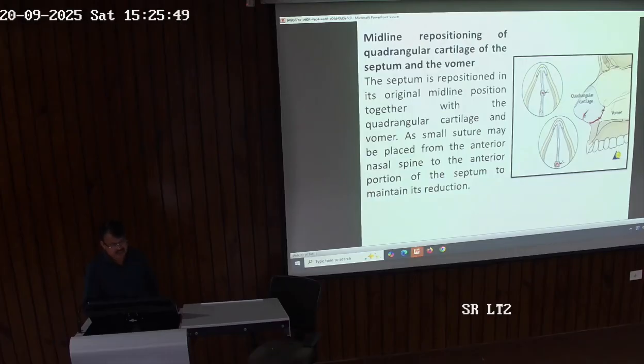Midline repositioning of the quadrangular cartilage of the septum and the vomer. The septum is repositioned in the original midline position together with the quadrangular cartilage and vomer. A small suture may be placed from the anterior nasal spine to the anterior portion of the septum to maintain its reduction. These are the sutures given: anterior nasal spine and quadrangular cartilage.